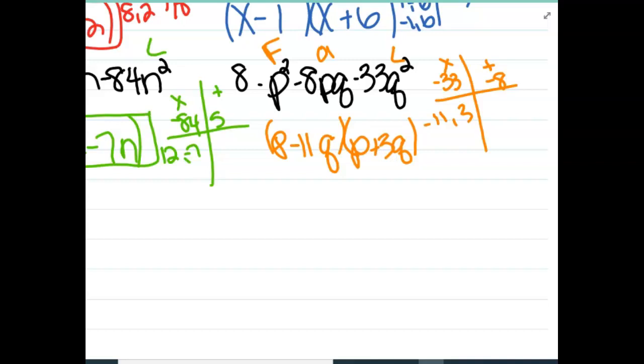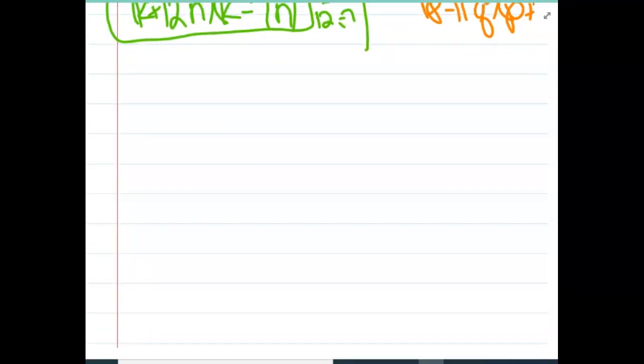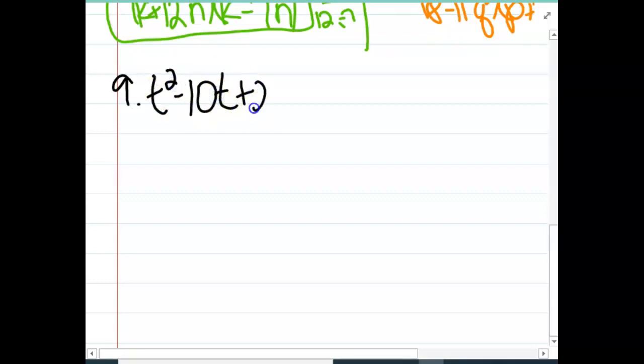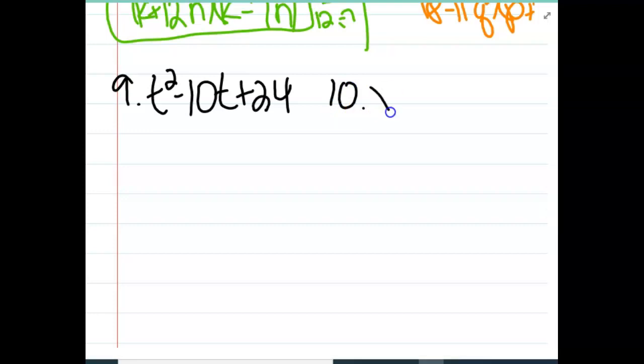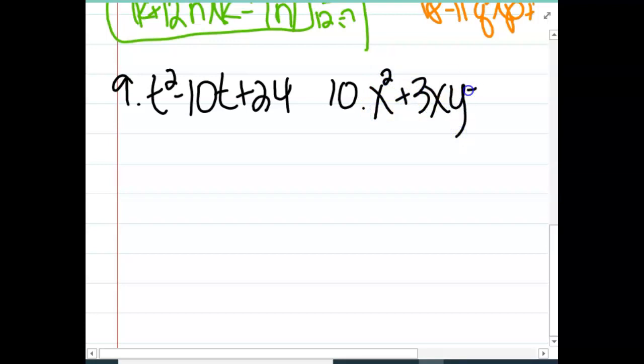Okay, I'm going to give you guys 2 that I want you to try on your own, and then I'll let you get started on your homework. Okay, so number 9, I want you guys to try t squared minus 10t plus 24, and then number 10, x squared plus 3xy minus 18y squared. Try those 2 on your own.